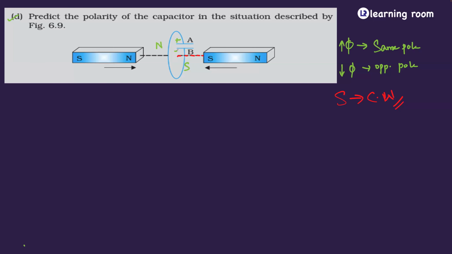So can we just come from the beginning? Can we just summarize it? First thing, what did we see? When the north pole is moving closer, the same pole will get generated. Flux is increasing, same pole. So this side will be north pole. Since the south pole is moving closer, this side will be south pole.